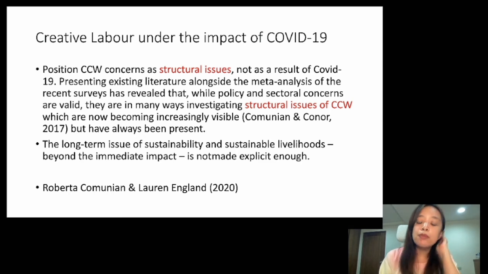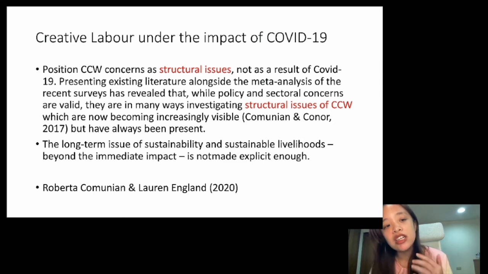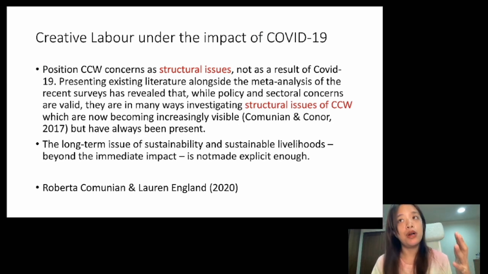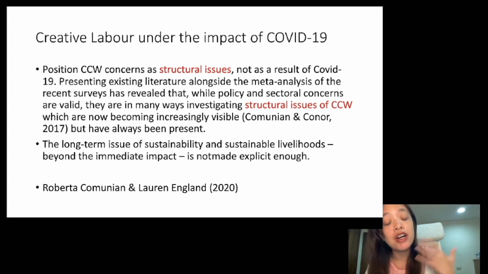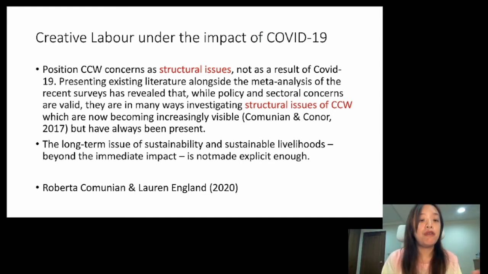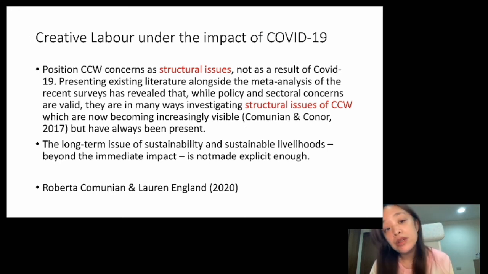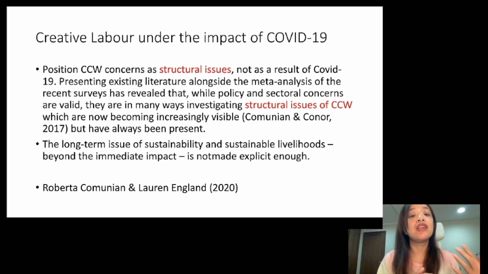I've actually uploaded the article to NTUIB as well, for those of you who are interested in taking a look at how this research was done. The scholars reviewed research commissioned or sponsored by different countries and regions, and they argue that positioning cultural and creative workers' concerns as structural issues is very important. They are vulnerable not just as a result of COVID-19.